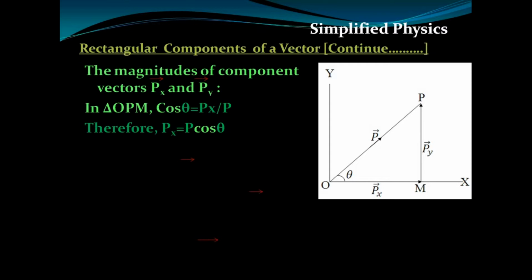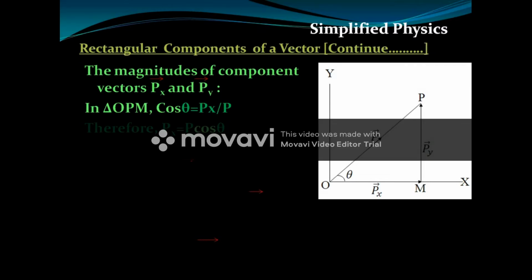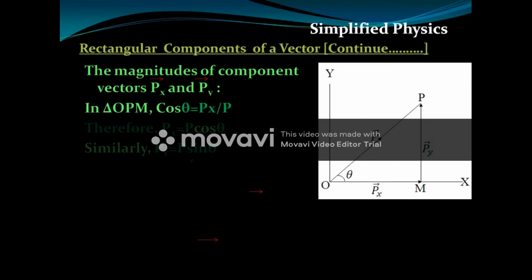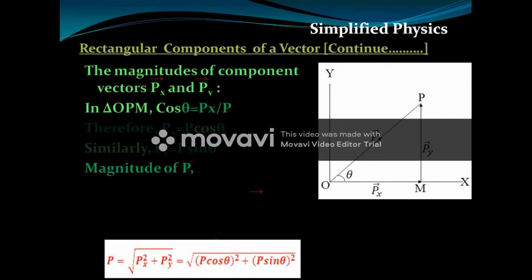What about the component of the vector along the y-axis, or the y component of the vector? Use the trigonometric function sin theta. Sin theta equals Pm by OP. Then Pm equals Py and OP equals P, which simply gives the y component as well. Py equals P sin theta.